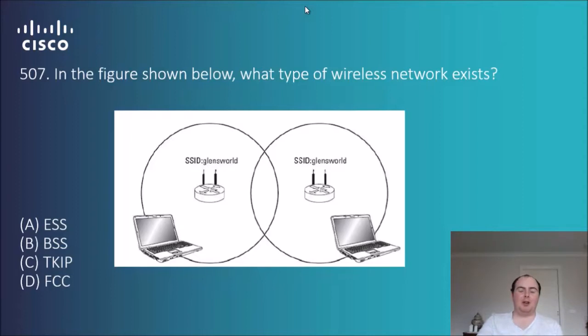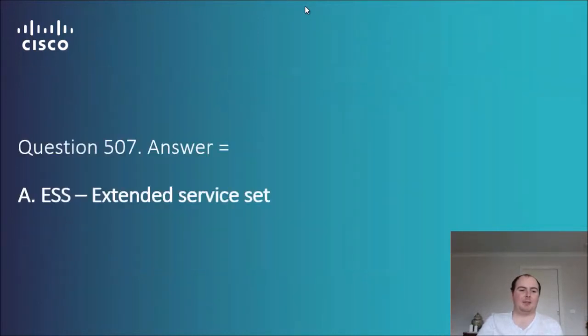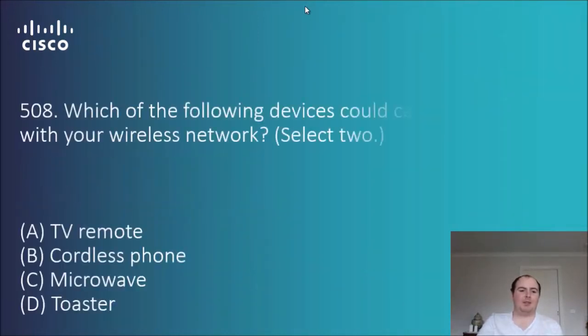507, in the figure shown below, what type of wireless networks exist? So we've got ESS, BSS, TKIP, or FCC. We've got two routers with the same SSID. Again, this will probably be discovered in the textbook or anything online that you're training with. This is pretty normal in a corporate environment or an educational sector. Pretty much anywhere that has a reasonable office space will be ESS, which is Extended Service Set, and has a few characteristics which we'll cover in some later questions, because there'll be some questions asking what type of network this is, and we'll wait and see.